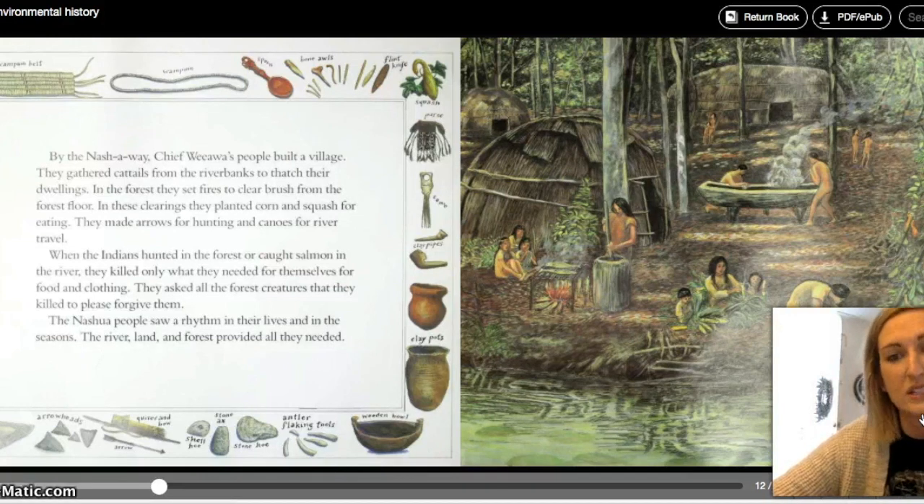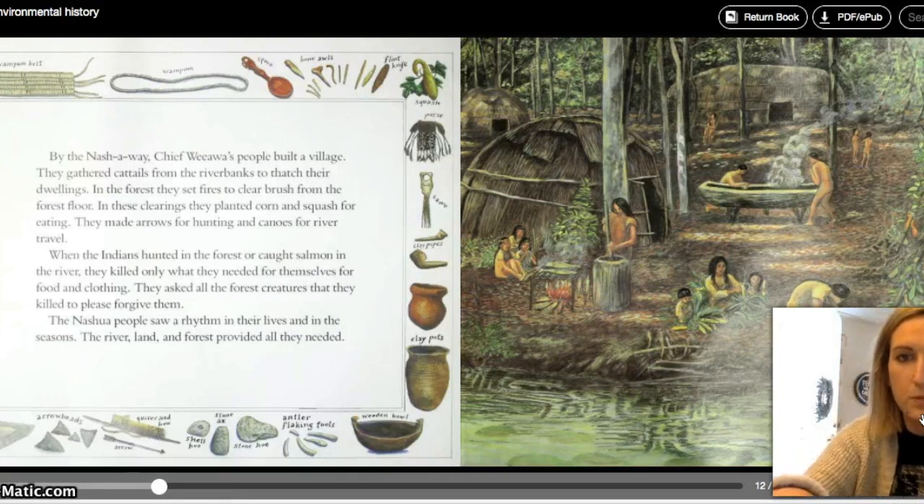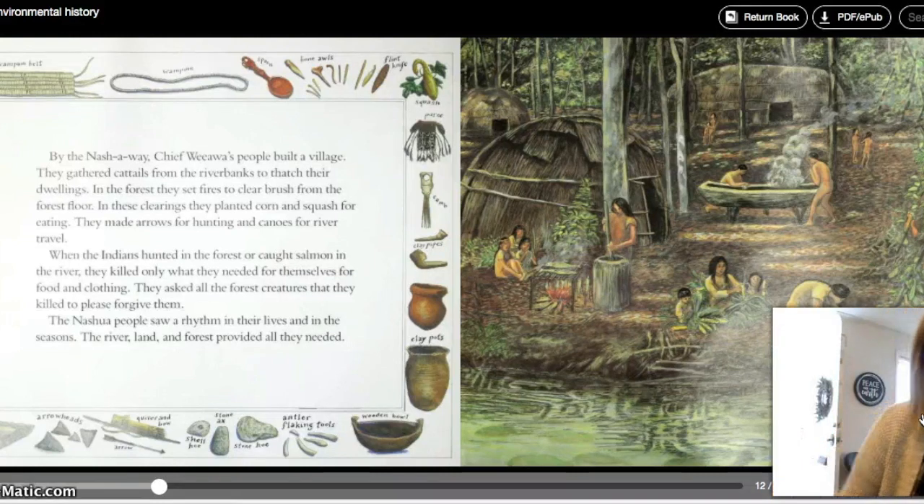Now, this looks very similar to Jamestown in the Chesapeake Bay of Virginia. There, where the Wampanoags lived, it looked very similar to this, and that's the same region. When the Indians hunted in the forest or caught salmon in the river, they killed only what they needed for themselves, for food and clothing. They asked all the forest creatures that they killed to please forgive them.